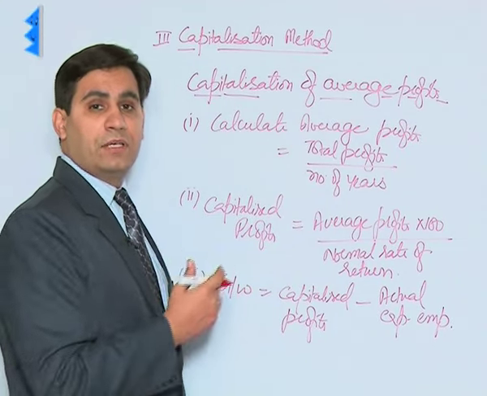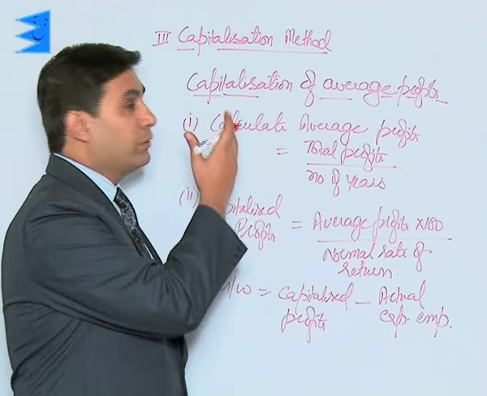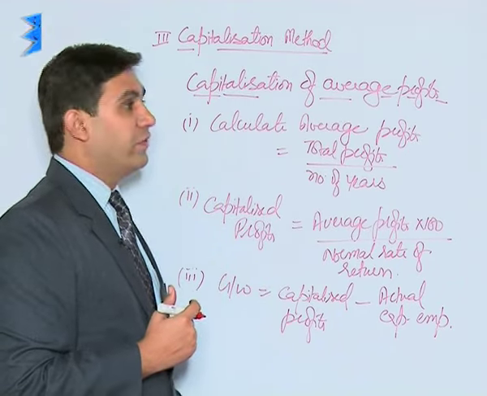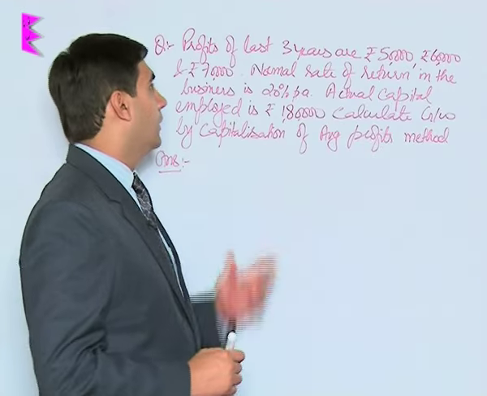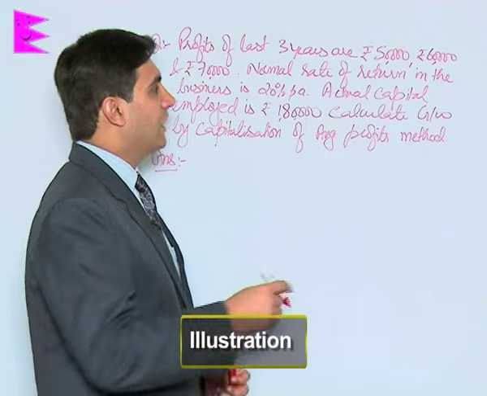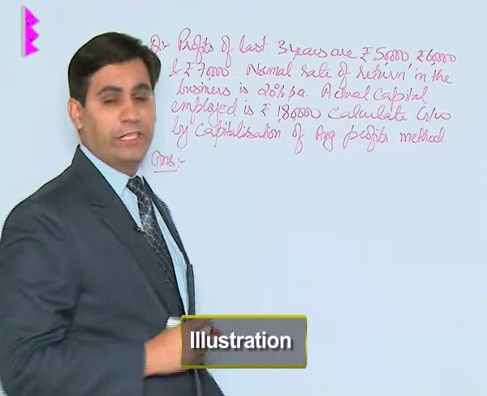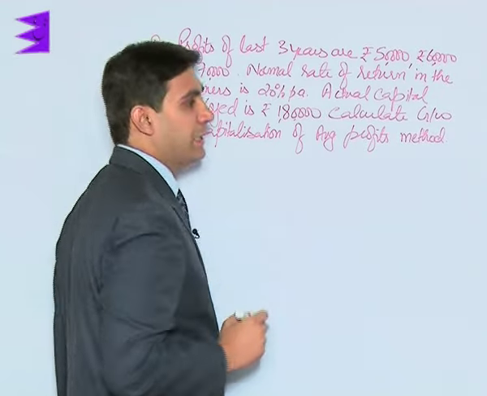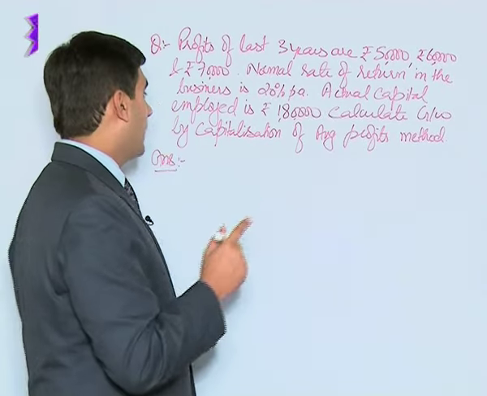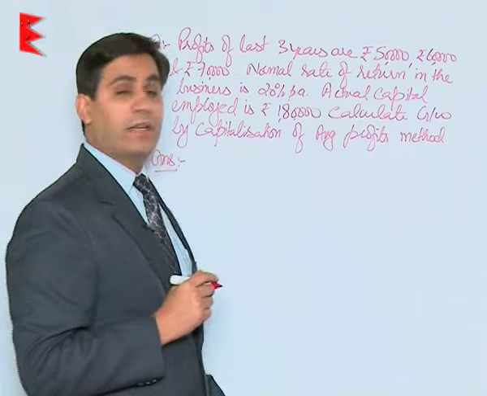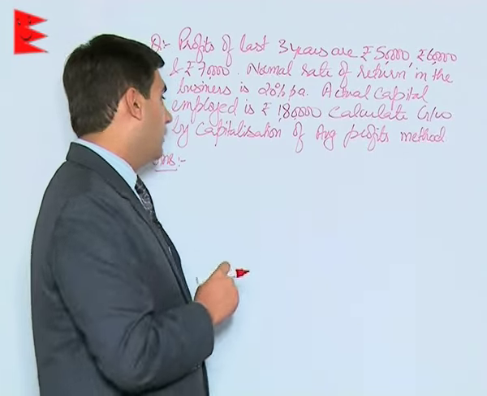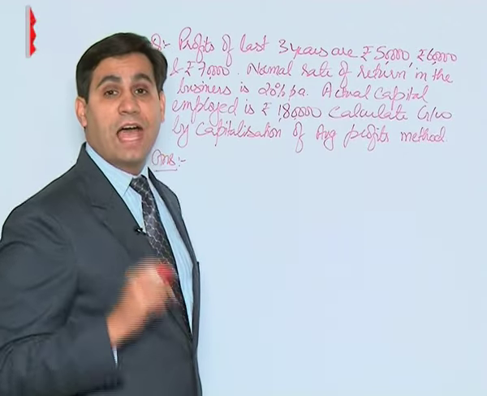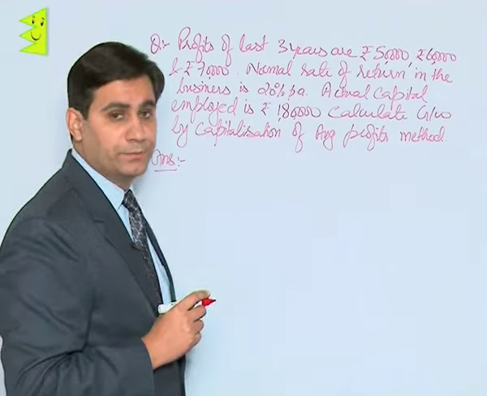Let us take an example to understand this and calculate goodwill by capitalization of average profits method. The profits of last 3 years are 50,000, 60,000 and 70,000 respectively. The normal rate of return in this business is 20% per annum. The actual capital employed is rupees 1,80,000. Calculate goodwill by capitalization of average profit method.